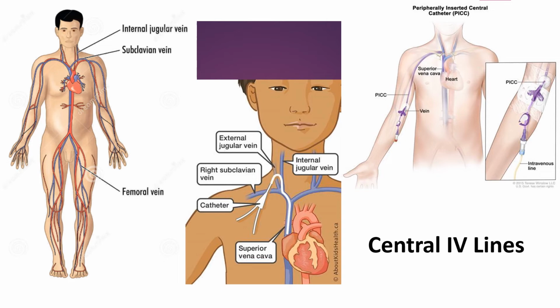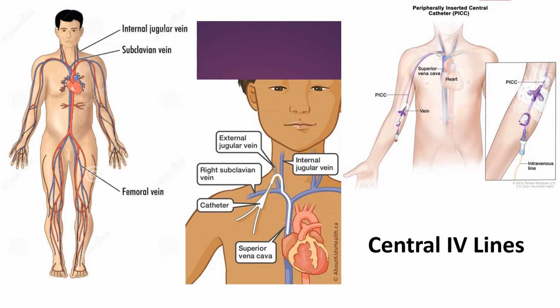One of the longer term lines is called a peripherally inserted central catheter. This is inserted almost like a midline. However, unlike a midline, you actually will have that line terminate in the superior vena cava right atrial junction.